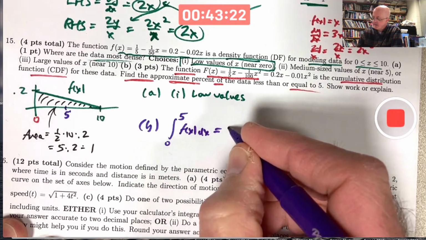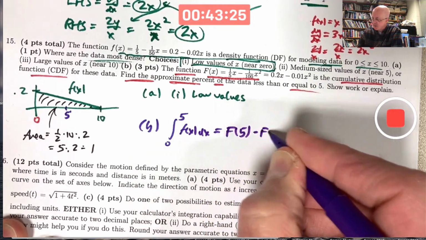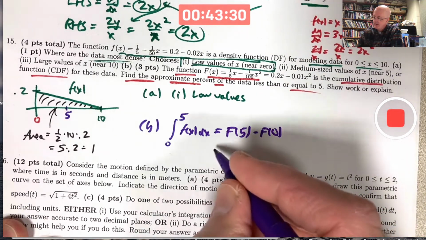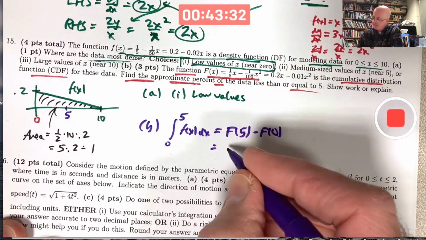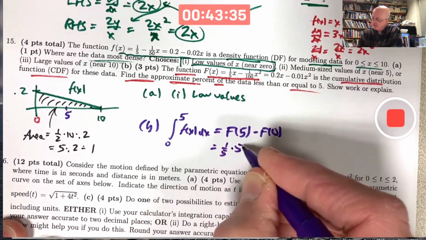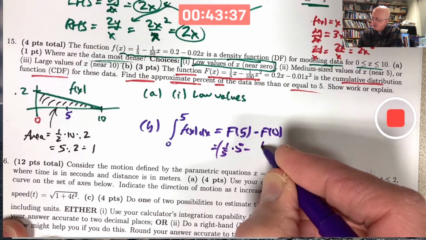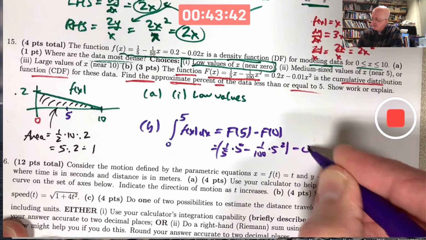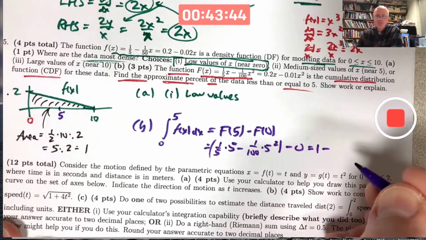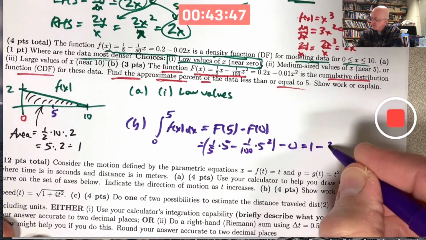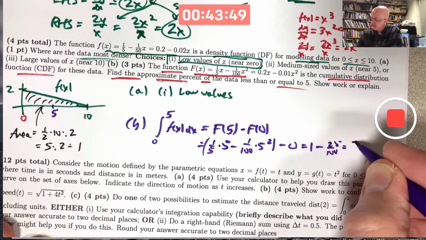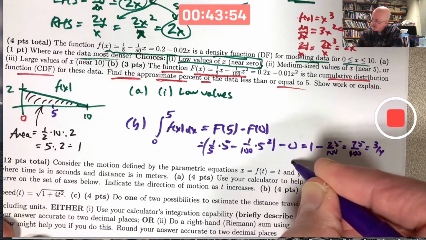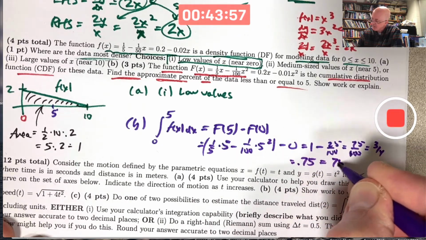By the fundamental theorem of calculus, that's capital F of 5 minus capital F of 0. We did note that capital F is an antiderivative of little f. Capital F of 5, 1/5 times 5 minus 1/100th times 5 squared. Capital F of 0 is 0 minus 0 is 0. So this becomes 1 minus 5 squared is 25, 25 over 100, is 75 over 100, or 3/4. 0.75 as a percent, that's 75%.